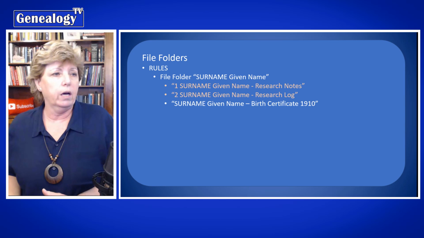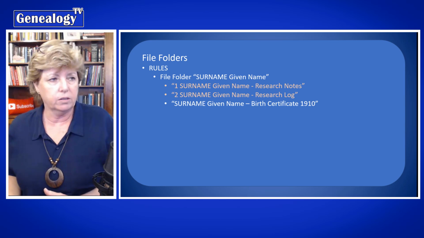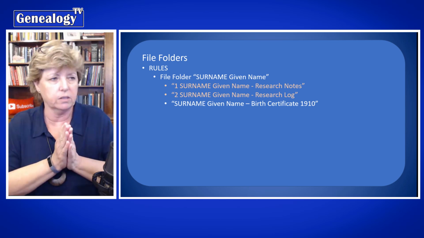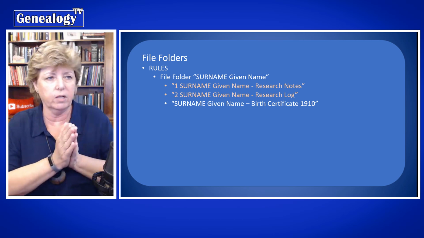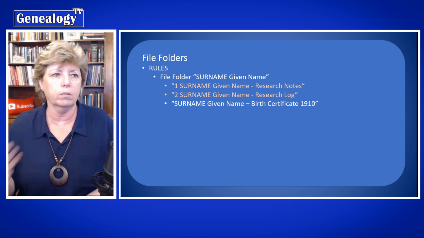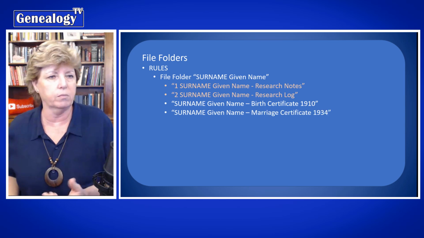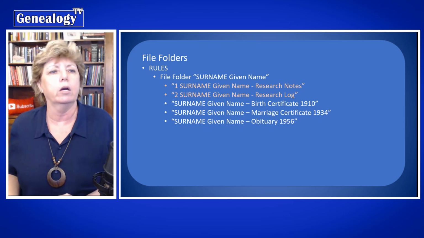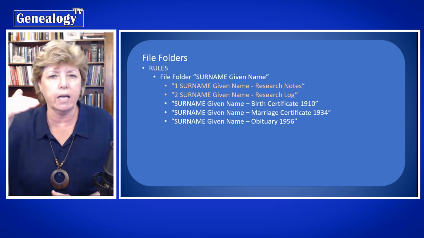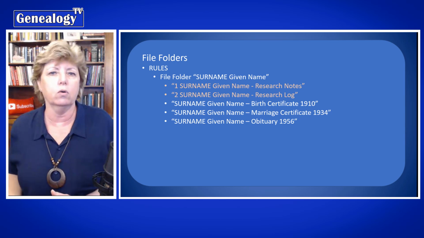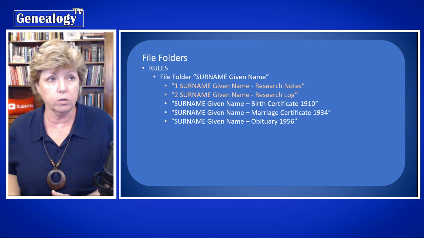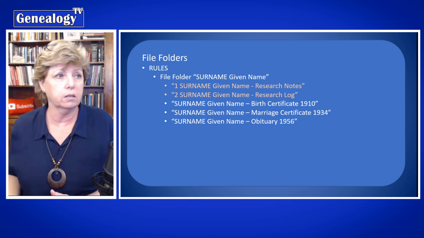So I do the same thing with documents. So here I've got, but it doesn't have a number in front of it this time. So it's the surname, given name, and dash birth certificate with the year or whatever the document may be. So here's a marriage certificate 1934, an obituary from 1956. So when you start looking at it in the list view in your electronic folders, it all lines up nicely. It's nice and neat.